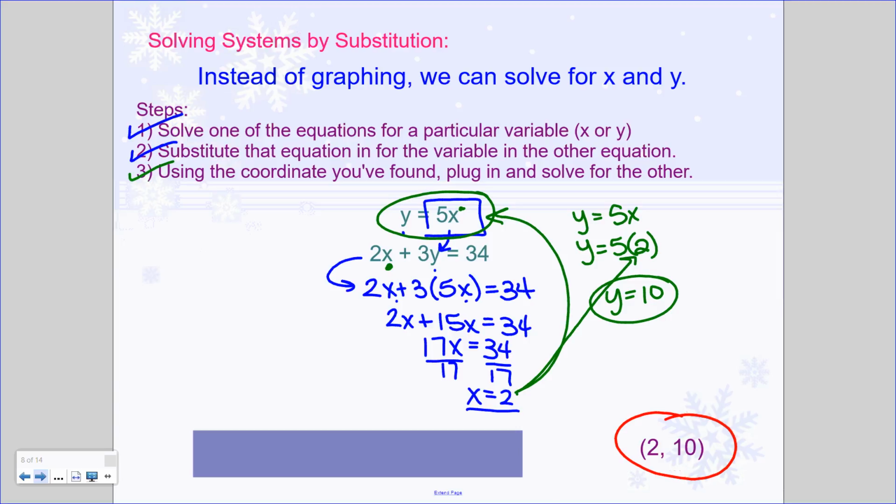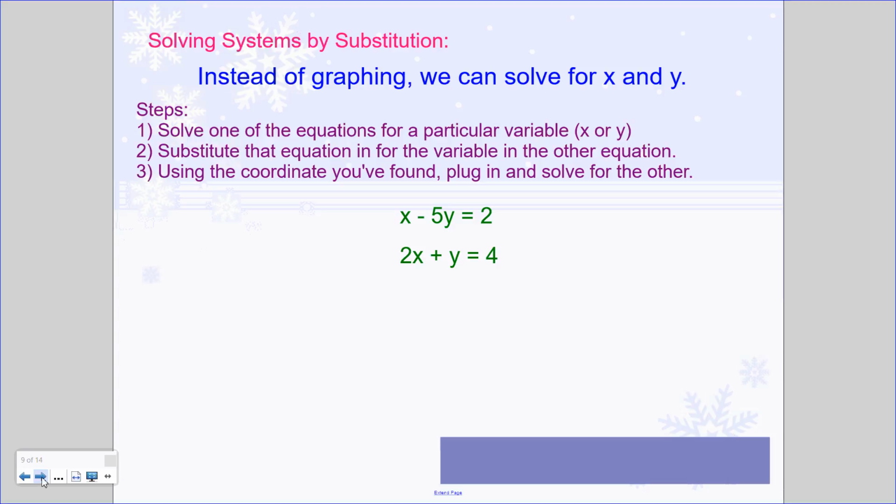And the thing that's special about this point is that I can put 2 into the x in the first equation, and I can put 2 into the x in the second, and I can put 10 into the y in the first, and 10 into the y in the second. And when I simplify both of these, I get true statements. So 10 equals 10 works, and then 4 plus 30 is 34. That one works too. So we know we've got a correct solution.